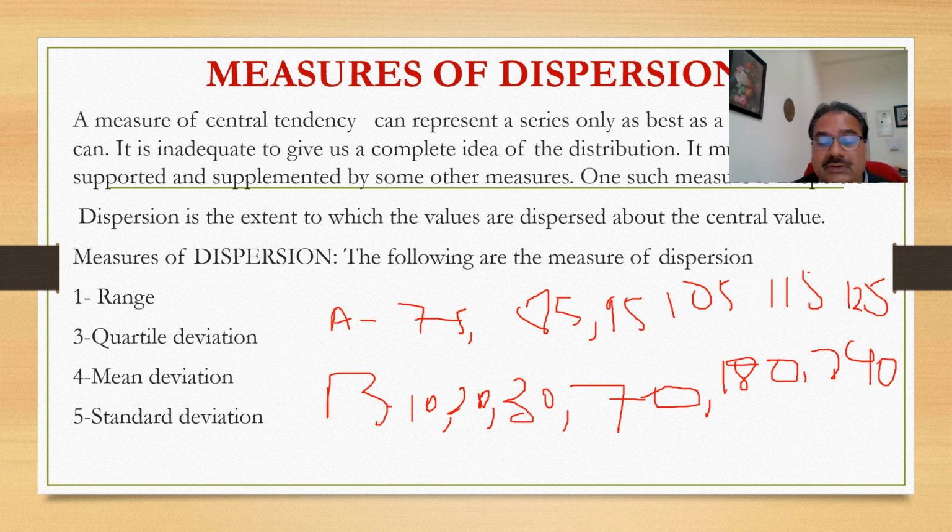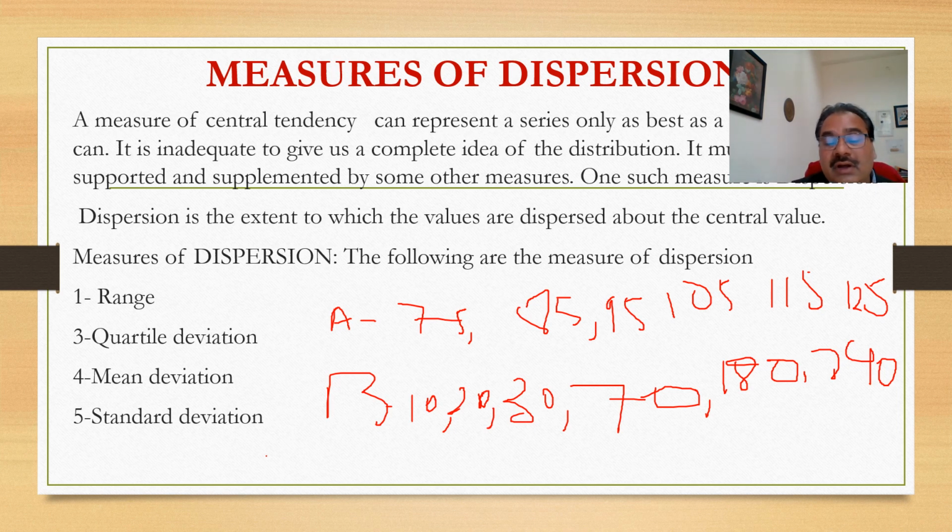If you sum these observations, you will get 600. Here also the sum will be 600. So 600 by 10 is 60, the average. If you compare both data, you will find that in distribution B the data are much more scattered, but their average is the same. So a clear picture from the central tendency is not possible. In that case, we have to discuss some other measures, the measures of dispersion.